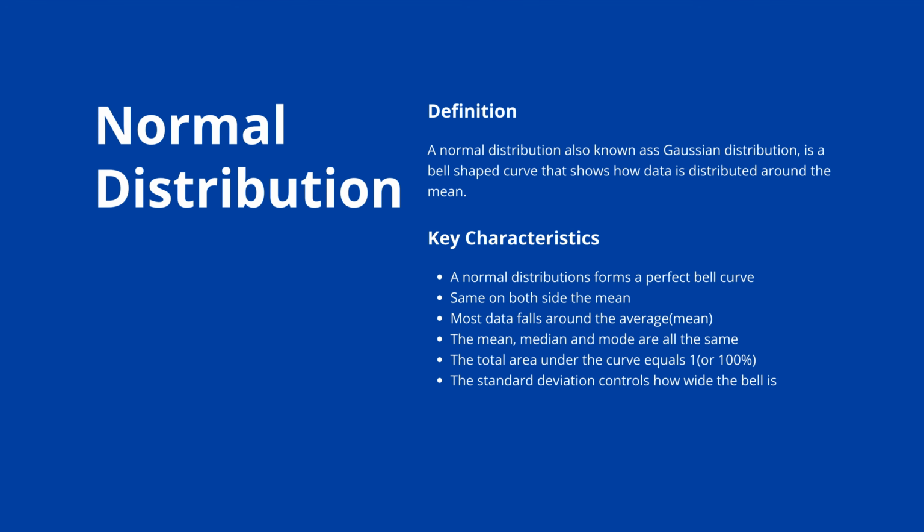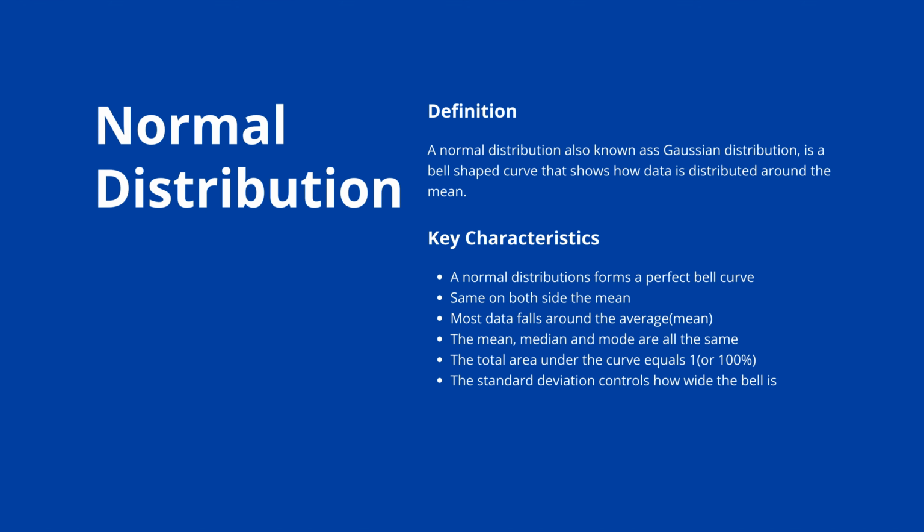A normal distribution, also known as a Gaussian distribution, is a bell-shaped curve that shows how data is distributed around the mean. These are a few features or characteristics of normal distribution. The first one is a perfect bell curve. The second one is symmetry. The left and right sides of the curve are mirror images of each other.